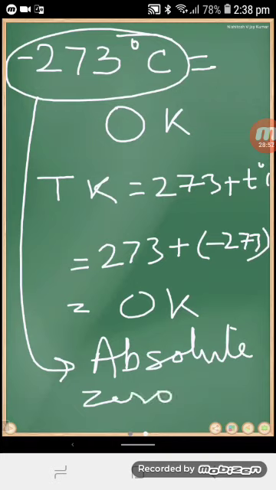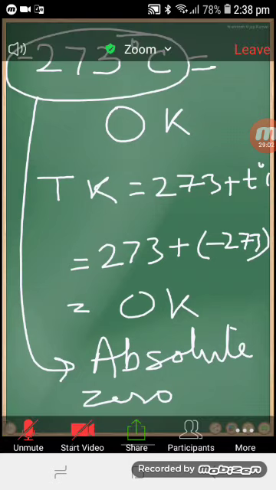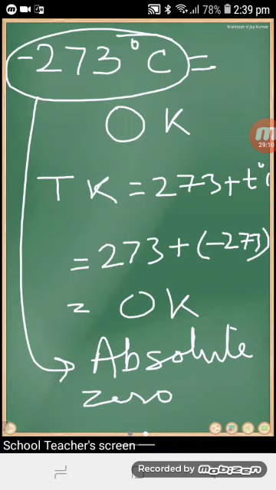This is the temperature at which it is considered that the motion in the molecules will cease. Actually, no temperature can reach minus 273 degrees centigrade or absolute zero. But when you plot a graph, then you get this as minus 273.